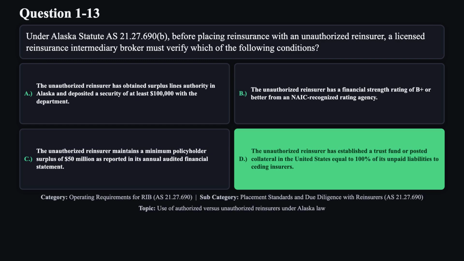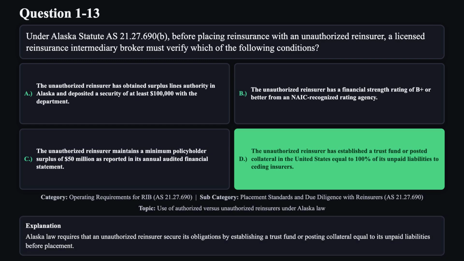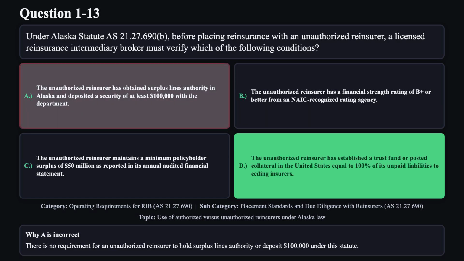The correct answer is D. Alaska law requires that an unauthorized reinsurer secure its obligations by establishing a trust fund or posting collateral equal to its unpaid liabilities before placement. Reason A is not correct. There is no requirement for an unauthorized reinsurer to hold surplus lines authority or deposit $100,000 under this statute.